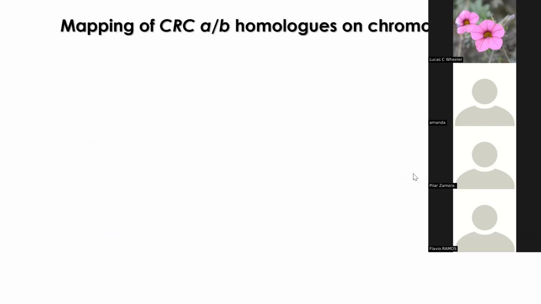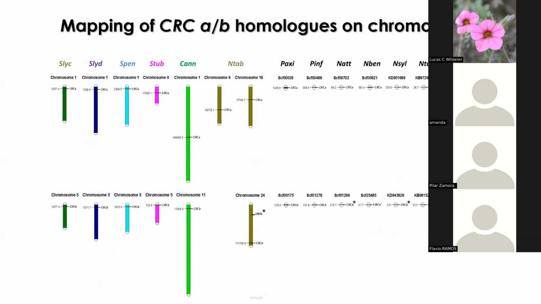Again, we mapped both genes, CRCa and CRCb, on all the genomes available on the database. Five genomes were completely sequenced, so we could see the position of the gene on different chromosomes, and the others were scaffold-level assemblies, so we could only locate the scaffolds. But it confirmed our observation that there are two types of copies.